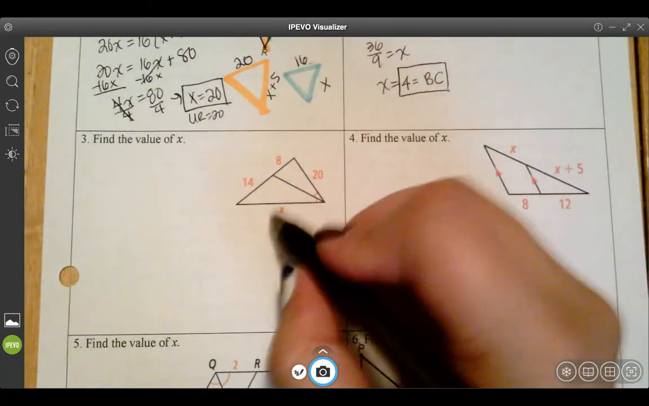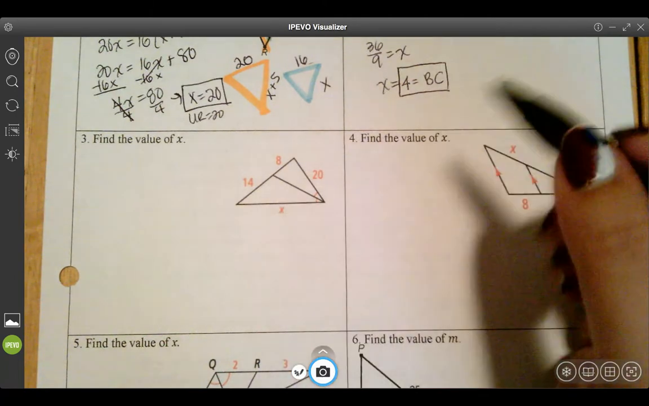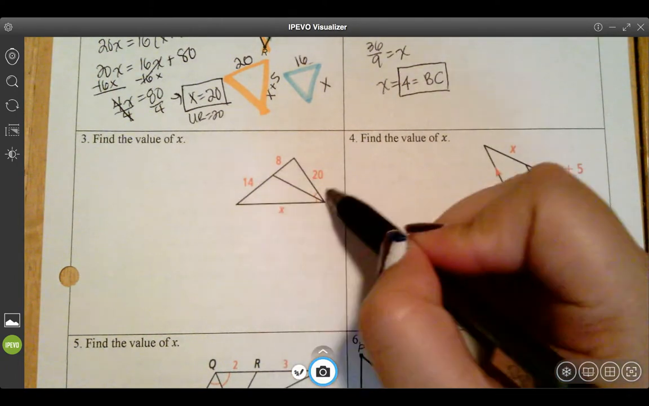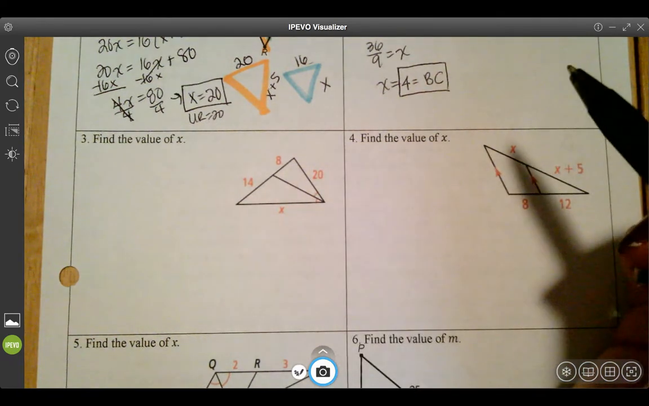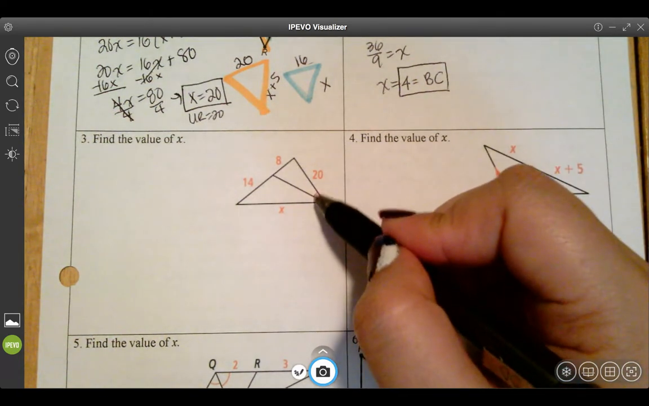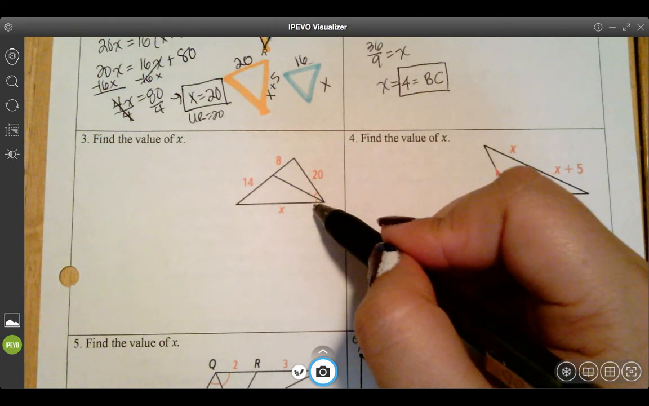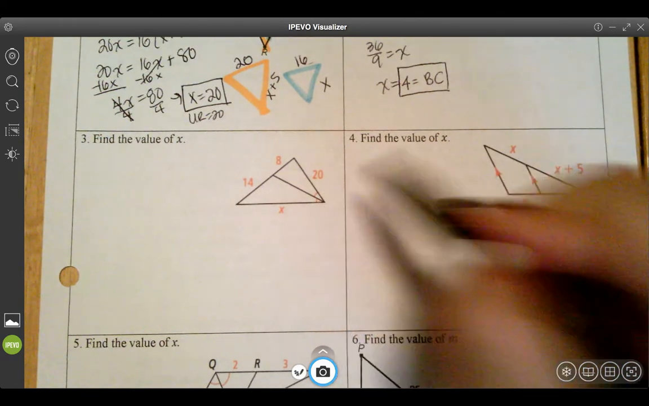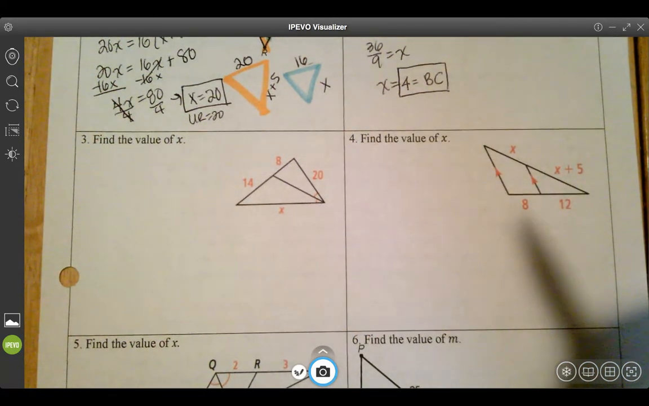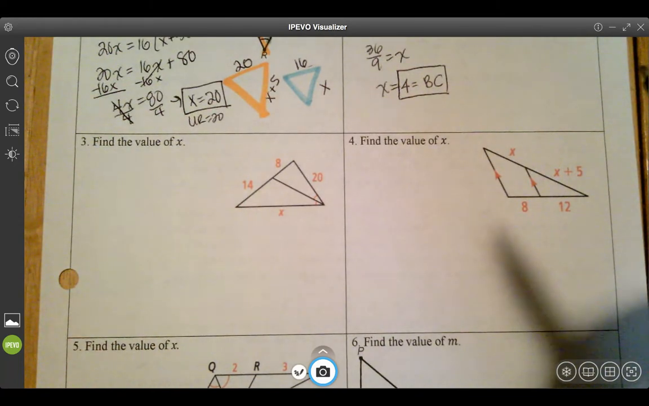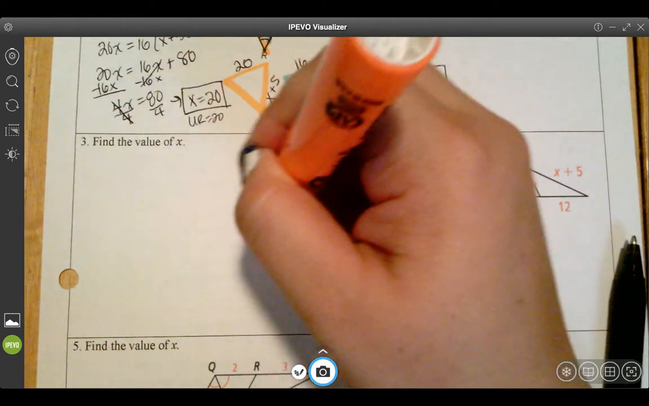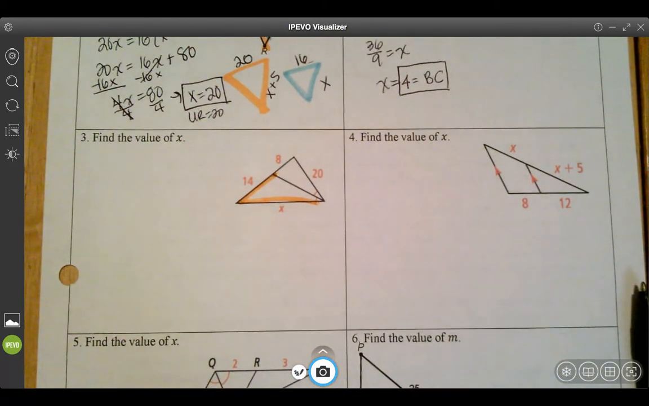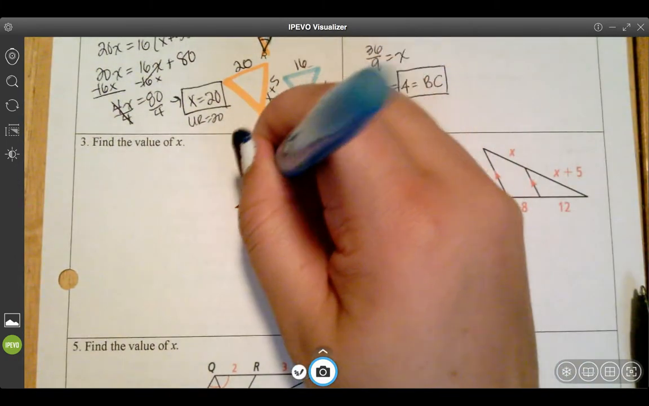For this one, we're looking for the length of x. I'm looking at this, I say, oh, I have congruent angles. I don't know that these triangles are similar, but I do know that I can use the triangle-angle-bisector theorem that we were just working on earlier. And so I can set this up with my orange side and my blue side.